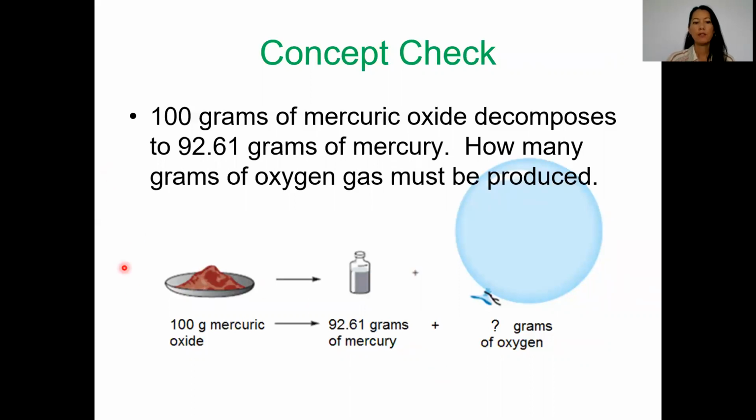Here's how you could use it. Say you started out with 100 grams of mercuric oxide. Mercuric oxide is basically a compound with mercury and oxygen. So 100 grams of mercuric oxide decomposes into a certain amount of mercury. And the question is how many grams of oxygen must be produced in that reaction? So just take a step back. You start out with 100 grams, you're going to end up with 100 combined. So if you come up with 92.61 grams of mercury, 100 minus 92.61 is going to be the grams of oxygen. So 7.39 grams of oxygen.